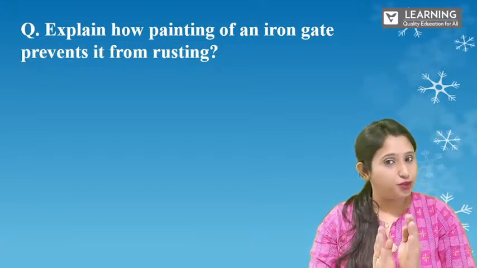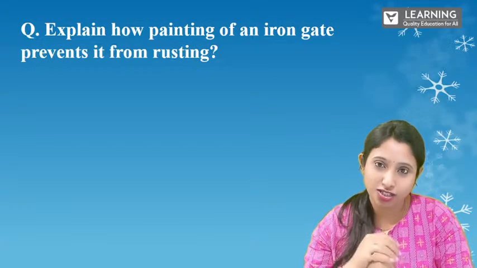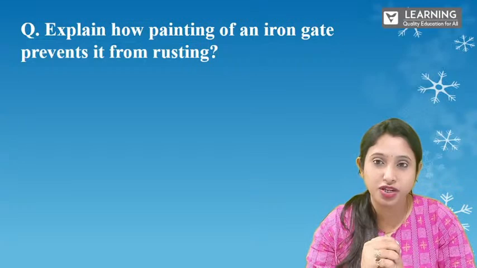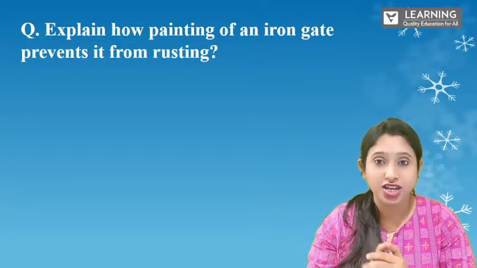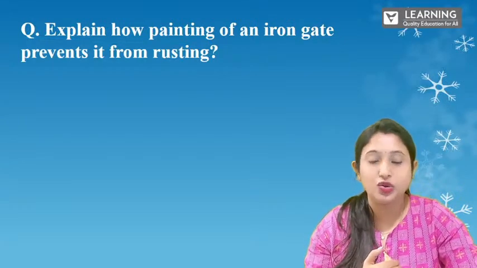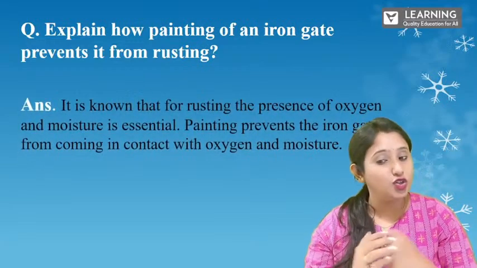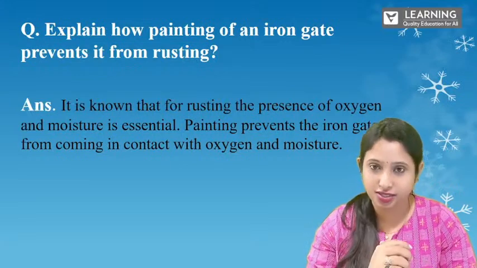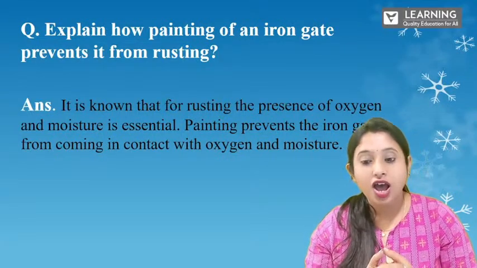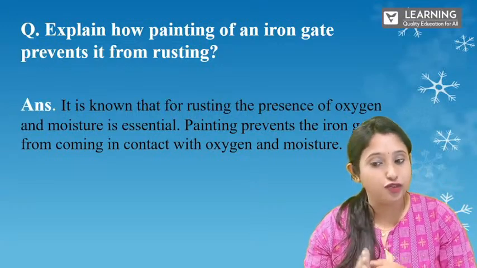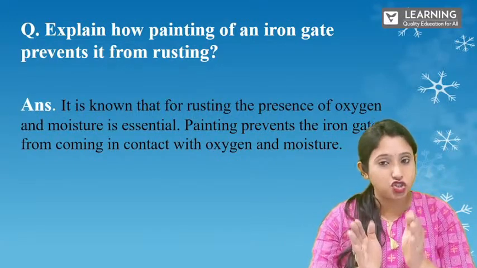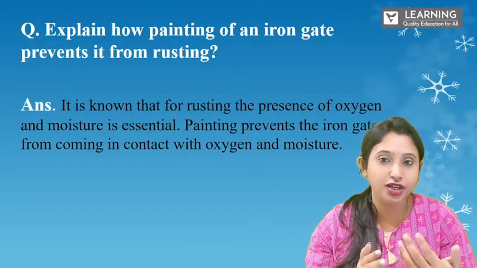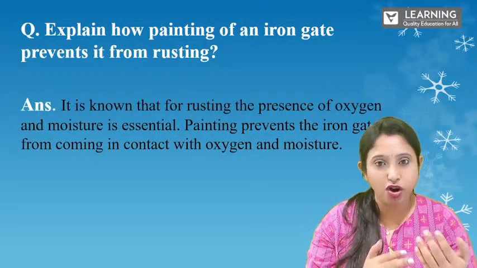So, it will prevent the water and the oxygen from coming and combining with the iron material, which is made up of iron, and the rust will not occur in that substance. So, write down the answer. It is known that for rusting, the presence of oxygen and moisture is essential, which I have already said just now. Painting prevents the iron gate from coming in contact with oxygen and moisture. Clear? So painting will prevent coming in contact with oxygen and moisture.